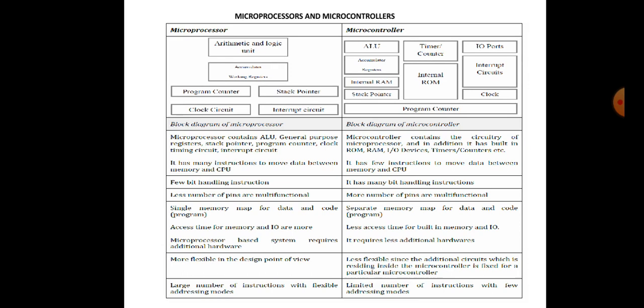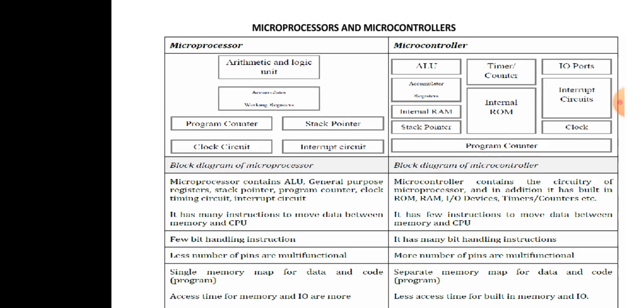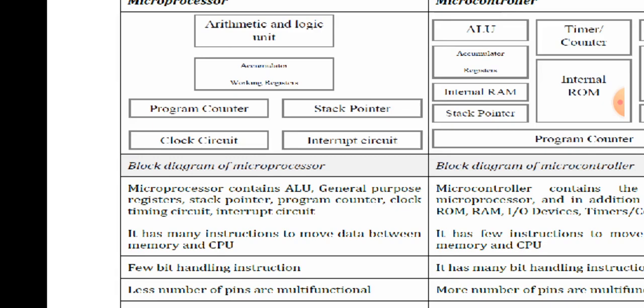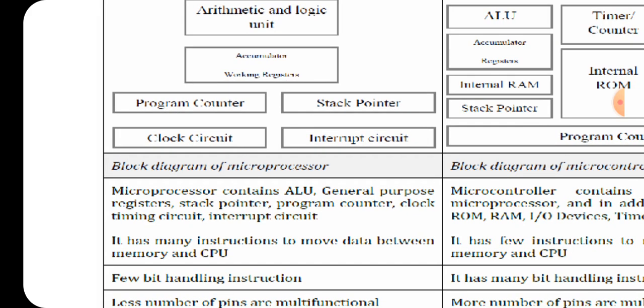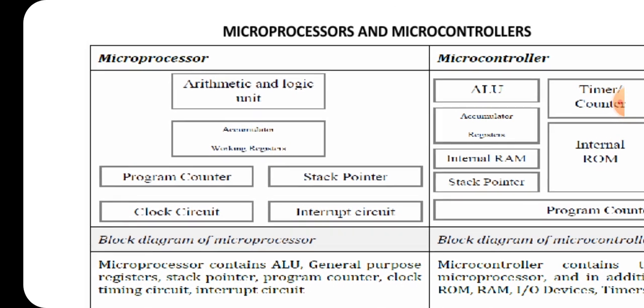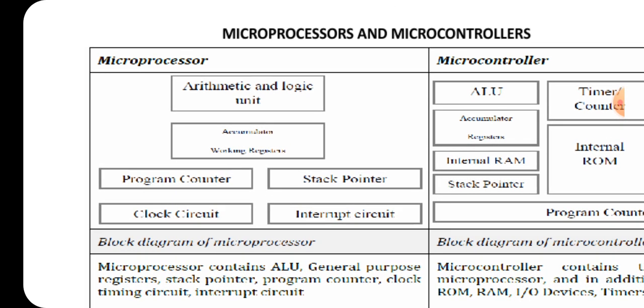As you view in this block diagram, the microprocessor consists of an arithmetic and logic unit, plus some working registers like SFRs as well as general purpose registers, like the accumulator as well as working registers. Plus we have other special function registers like program counter, stack pointer, clock circuit as well as interrupt circuit. By using the ALU, the microprocessor can perform arithmetic as well as logical operations like addition, subtraction, multiplication or division, or logical AND, logical OR, logical NOT, or logical XOR.